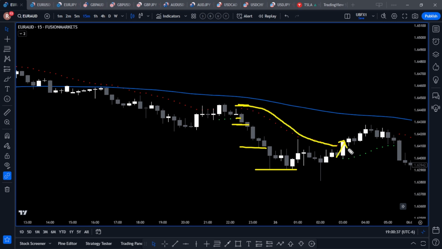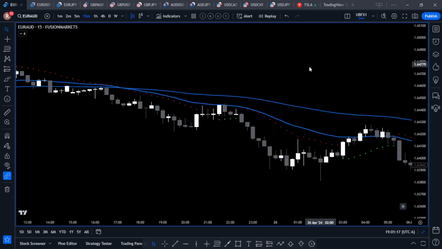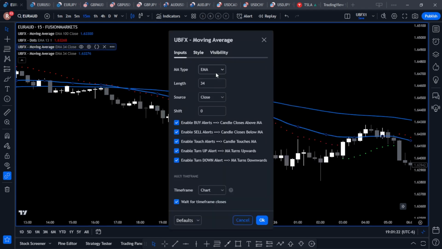Now, the way that you can do this without the actual dots indicator is by drawing a moving average channel. This is a 13 EMA of the highs and of the lows. Now, with the dots, I do shift the EMAs over by one. So if I'm adding a couple of indicators to the chart, I will build that. The first moving average is going to be an EMA, set to 13. It's going to be of the high. And like I said, I do shift it by one.